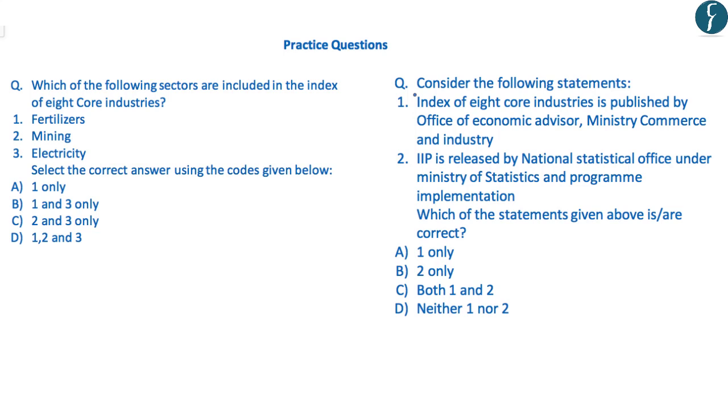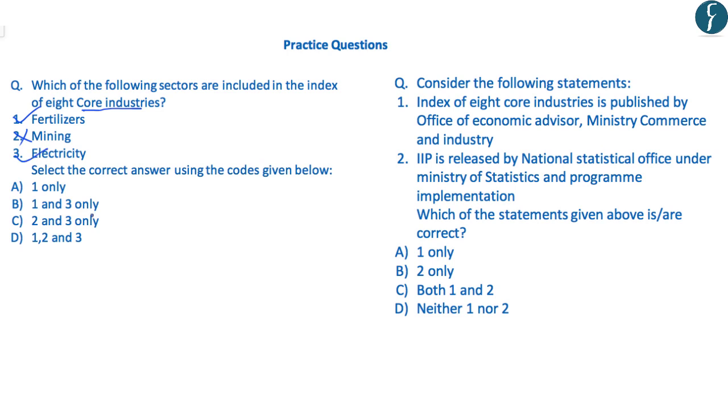Now, after today's discussion, let us take up these practice questions. And the answer for these questions will be displayed after 5 seconds. Now, the first question reads, which of the following sectors are included in the index of 8 core industries? Now, as we have learned in today's article, the mining sector is not included in the index of 8 core industries. However, the fertilizer sector and the electricity sector are included.